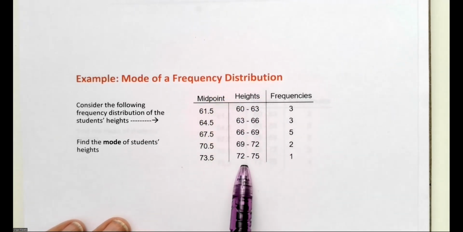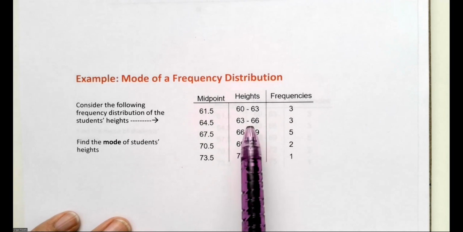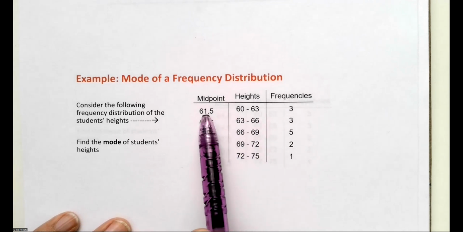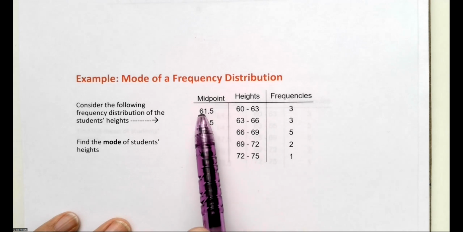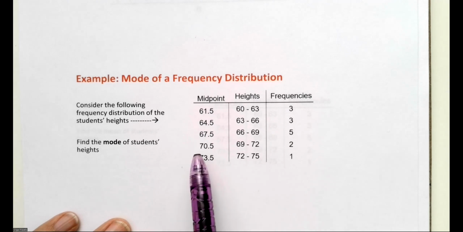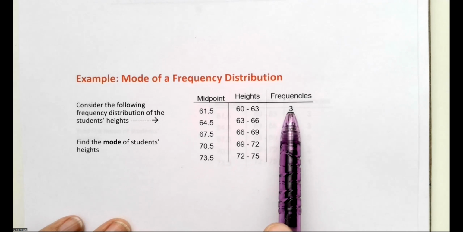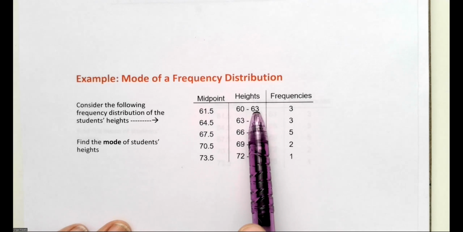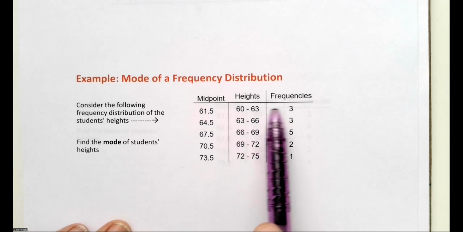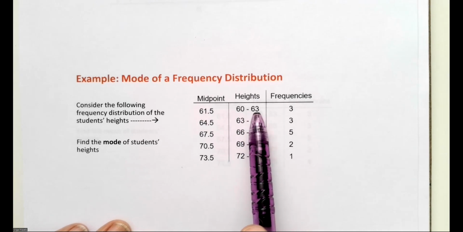So these are student heights, and they're summarized into 1, 2, 3, 4, 5 groups or classes. And as a reminder, you find a midpoint, which is a representative of that class. And each class has a frequency. So the original data is not available. We don't know what those values were, right? We just know that we had three values between 60 and 63.